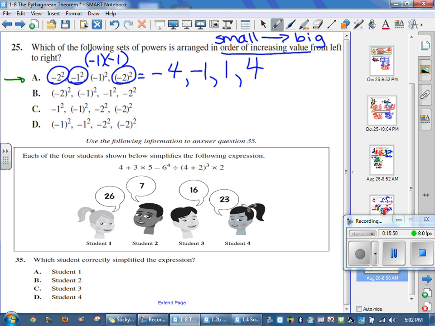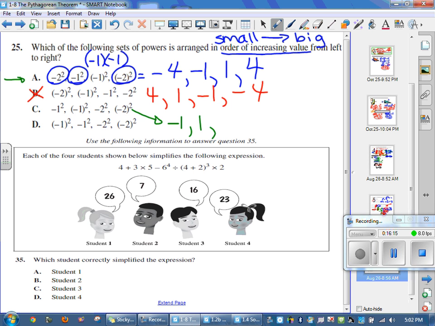So when I do letter B, it's going to solve to 4, 1, -1, -4. That's going from big to small. So that's not the order I want. If I take a look at letter C, it's all mixed up. It puts the 1s first. I've got -1, 1. Then it puts the 4s. -4, 4. Nope, that's not in the right order either.